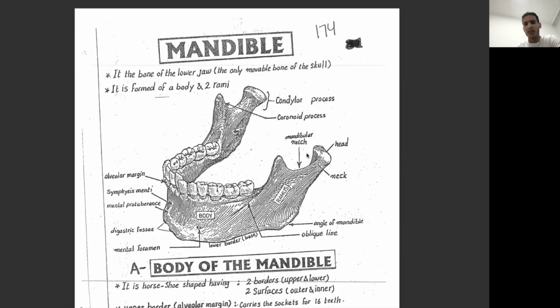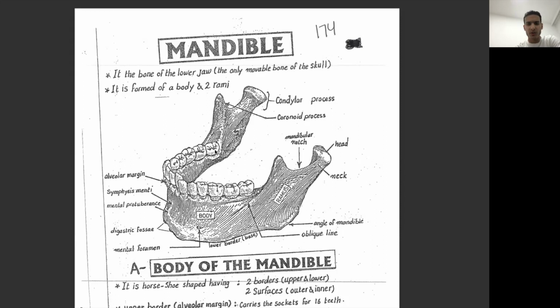If you look at the condylar process, we have the head and the neck within it. This is the ramus, and the anterior part of the ramus contains the coronoid process. The condylar process is the process that takes part in the formation of the temporomandibular joint. Now we're going to dive into the other features. This part right here is called the angle of the mandible. This part, extending from the anterior border of the ramus of the mandible down into the body, is called the oblique line.